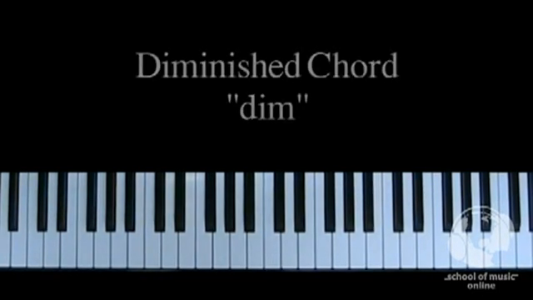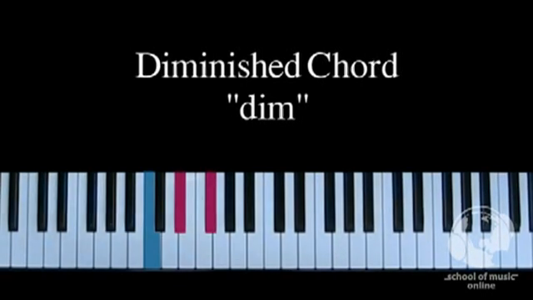Secondly, here's one that's not so rare. The diminished chord has a symbol dim, D-I-M, or a superscript circle. The diminished chord is like a major triad, but the 3rd and the 5th have been flattened or diminished. So a C diminished has the notes C, E flat, which is a flat 3, and G flat, which is a flat 5. So notice, this is the important bit, that this chord only consists of minor 3rd intervals.